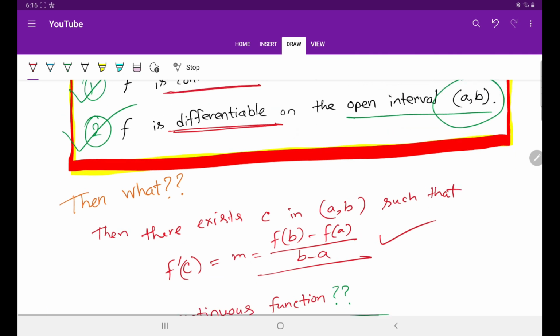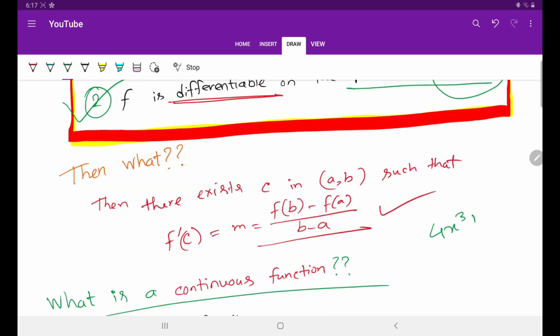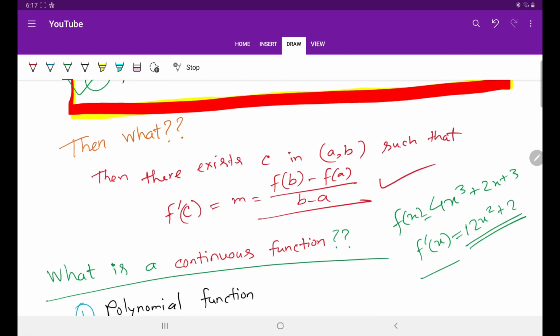That's it. Now for differentiable: if we can differentiate the function, then obviously it is differentiable. Let's say f(x) equals 4x cubed plus 2x plus 3. What is its derivative? It's 12x squared plus 2, right? So you see, if we can find the derivative, then obviously it's differentiable. I can find its derivative, so why would it not be differentiable, right?